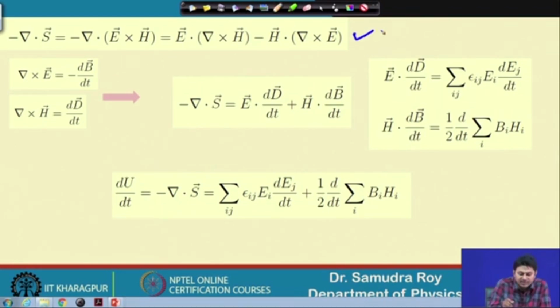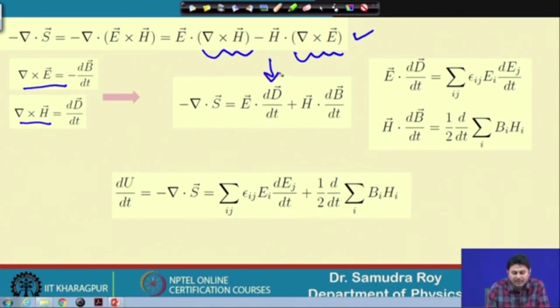Now, what will we do? We just replace this and this with our known quantity. That means, from Maxwell's equation I have curl of E is minus dB/dt and curl of H is dD/dt. If I replace these two things, then because of this replacement, I can have an expression which suggests the power flow per unit volume is E dot dD/dt plus H dot dB/dt.